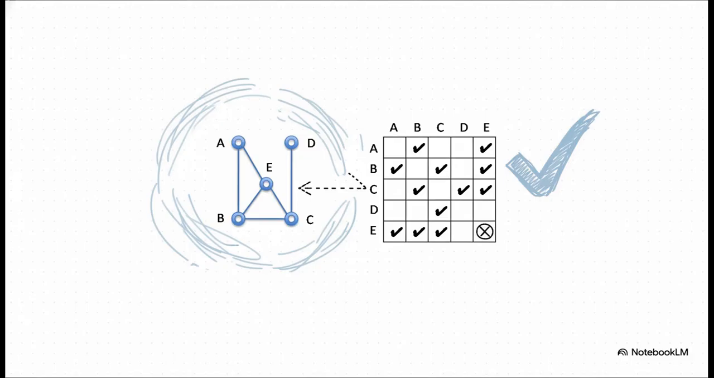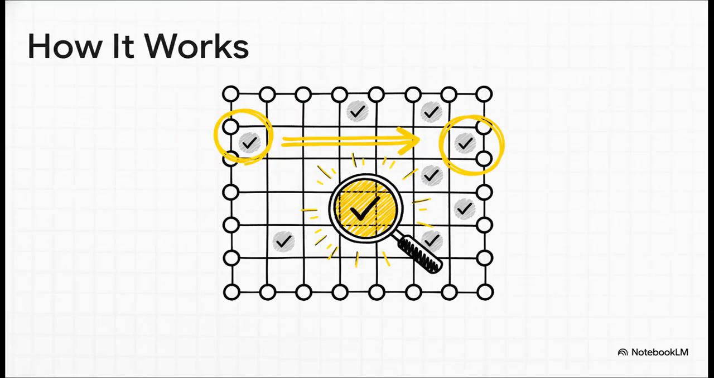And check this out. This shows the translation perfectly. Our little drawing of the graph on the left, it turns into this simple grid on the right. See? If you look at where row A and column B meet, there's a check mark. Boom, that's the edge between them. Now, what about row A and column C? It's empty. Why? Because there's no direct line connecting them. Simple as that.